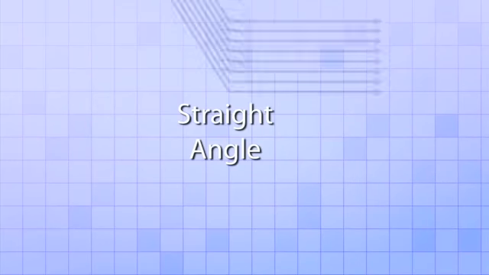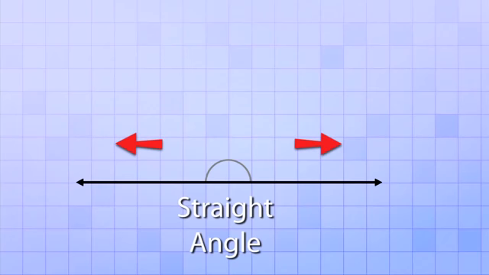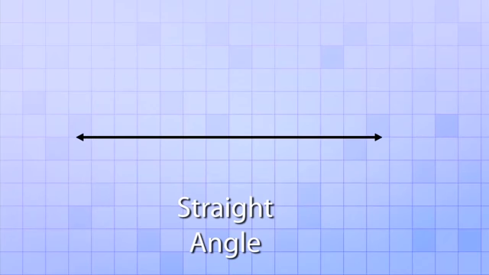angles. Well, actually, there's one more type of angle that's pretty important, but it's kind of a strange one. It's called a straight angle. A straight angle is just what we get when we rotate our rays so that they point in exactly opposite directions. The result looks just like a straight line, which is why it's called a straight angle.